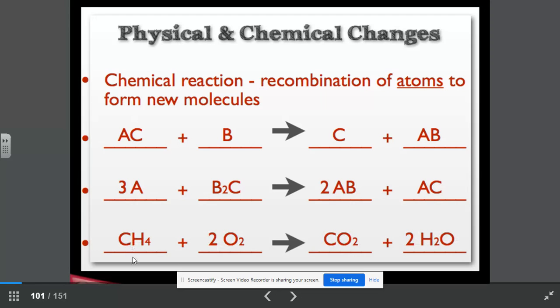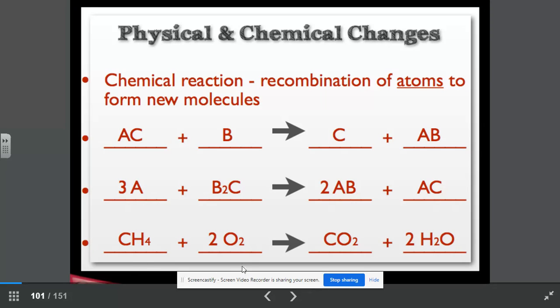Let's do another one. I have CH4 plus 2 of O2. These are my reactants, a chemical reaction will occur when they're combined. And I now have my products, which are CO2 and 2 molecules of H2O.